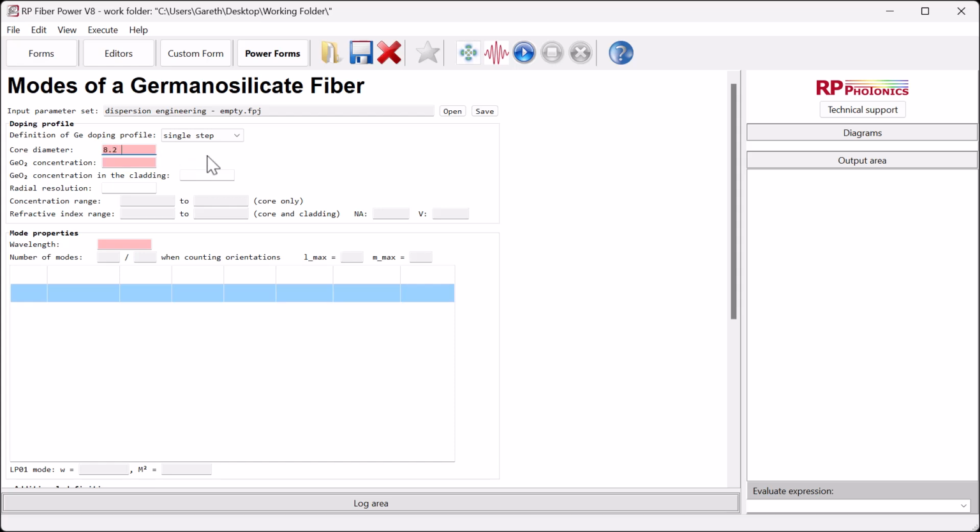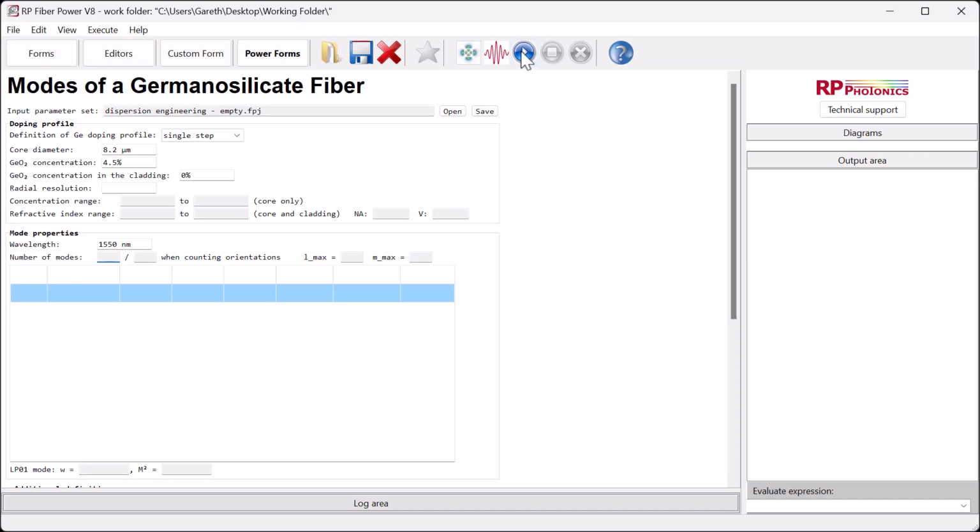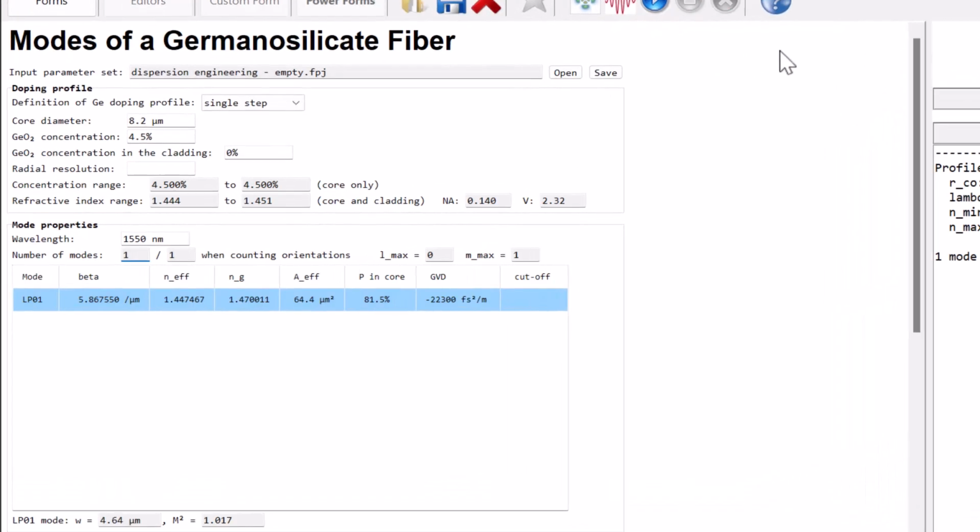We start by entering the core diameter of 8.2 micrometers and a germanium dioxide concentration of 4.5%, which gives us a numerical aperture of 0.14. The cladding concentration is set to 0% and we choose a wavelength of 1550 nanometers. We confirm the numerical aperture of 0.14 and observe a V number below 2.4, which means the fiber supports only the LP01 mode as expected.